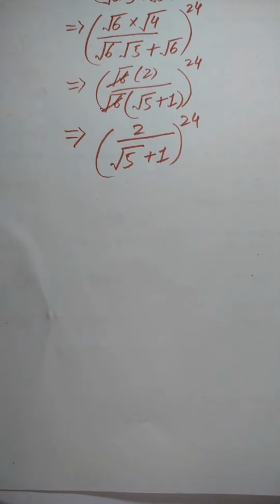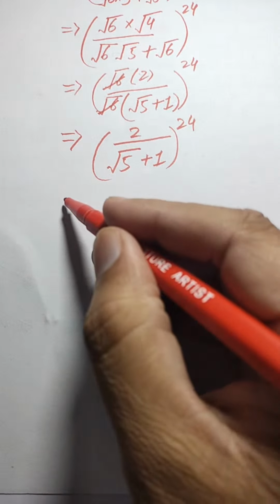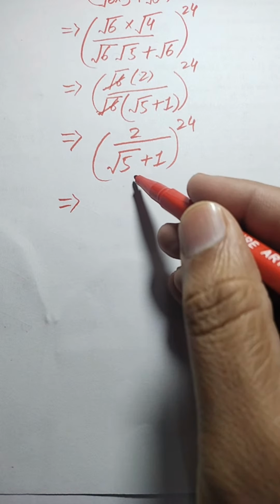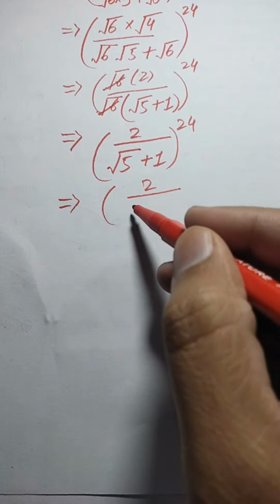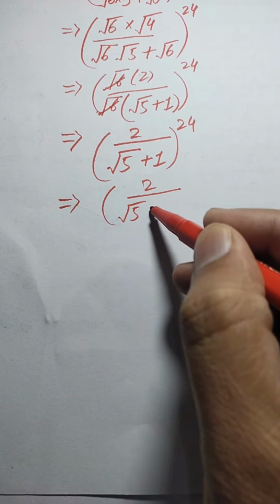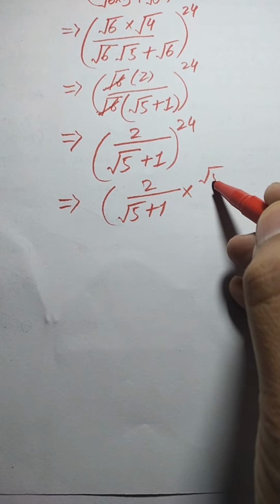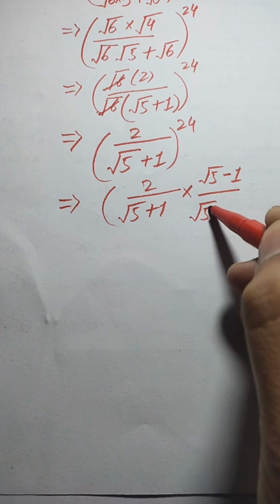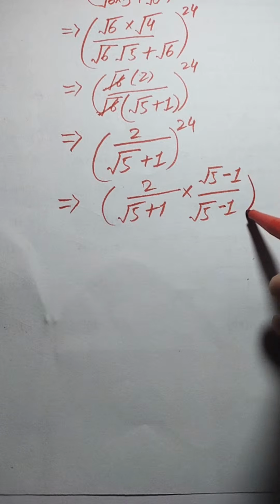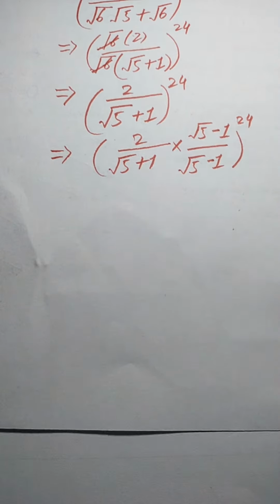And in the next step we need to write the denominator in rationalization form, or in other words we make the rationalization of its denominator. So its denominator is the square root of 5 plus 1, and we multiply it by the square root of 5 minus 1 divided by the square root of 5 minus 1, and its whole exponent is 24.